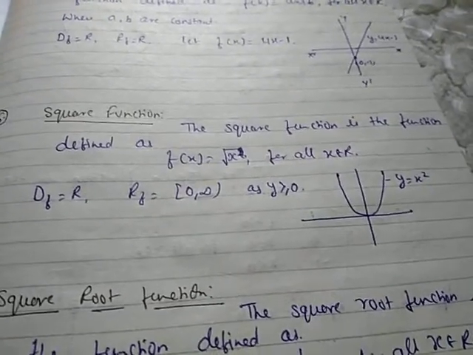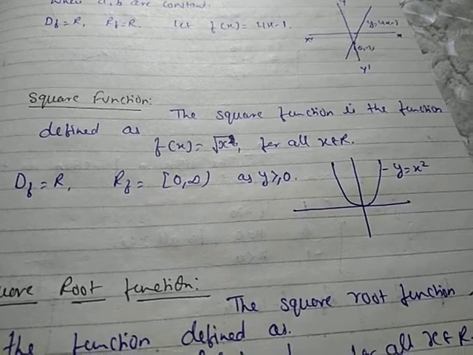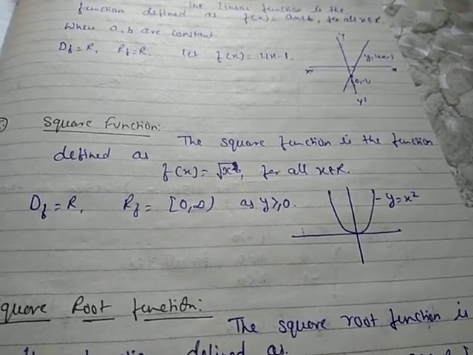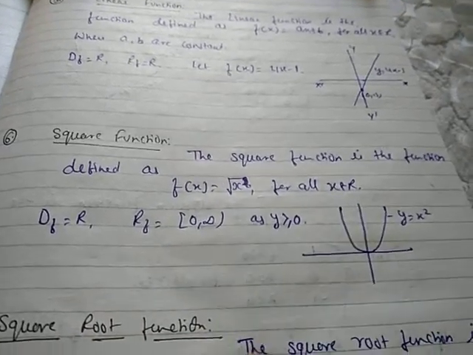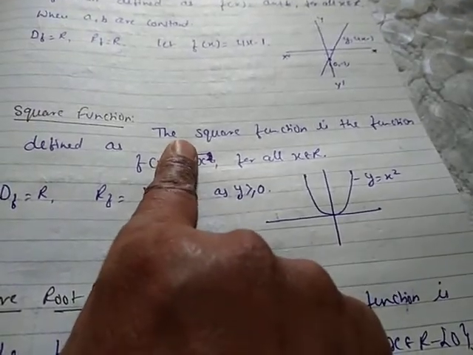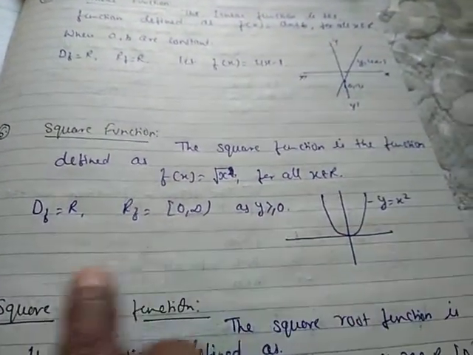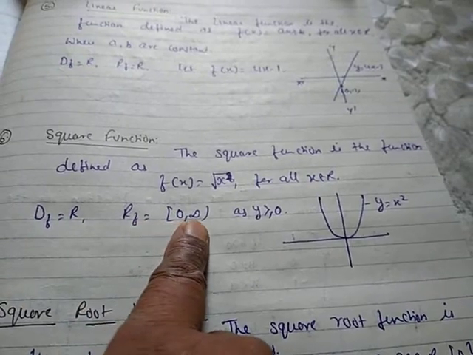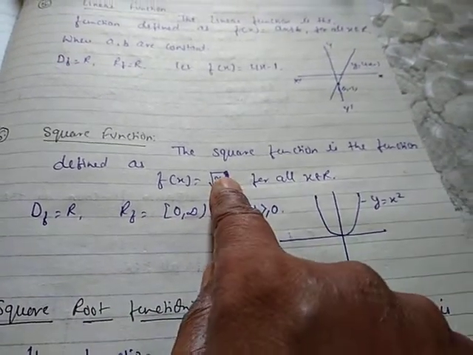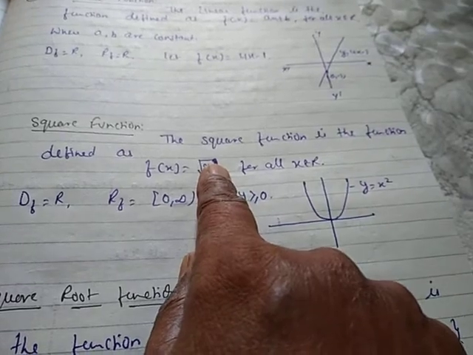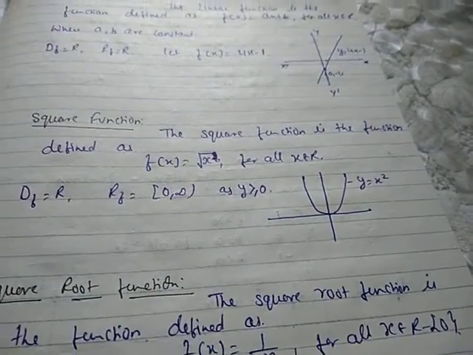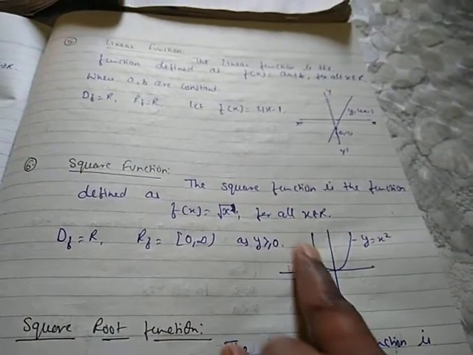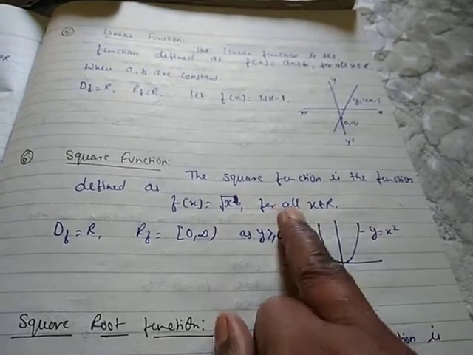Next one is the square function. A square function is the function defined as f(x) = x². It is not under root, it is x square only, for all x belongs to R. Domain is real numbers, range is 0 to infinity, because when you feed the value of negative x, you also get x square. That means it will always give you positive y. Therefore this graph is y = x². It gives a parabolic shape.